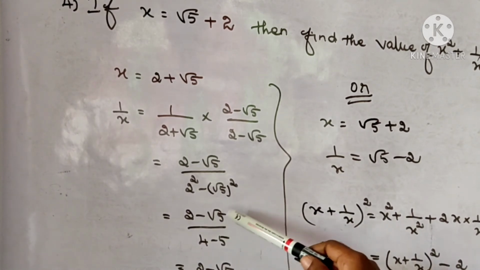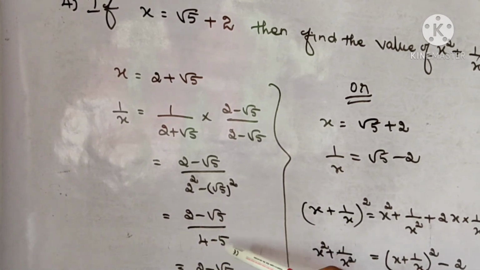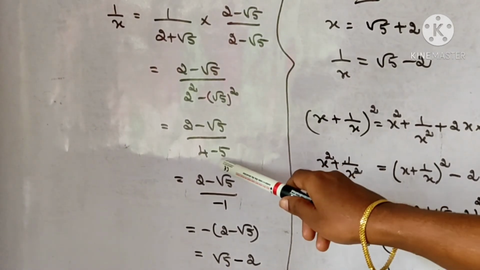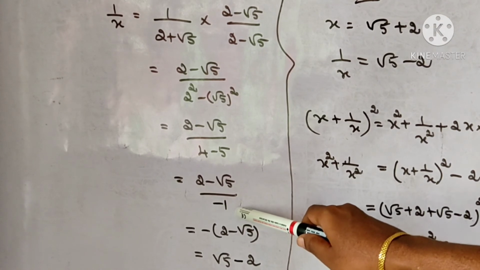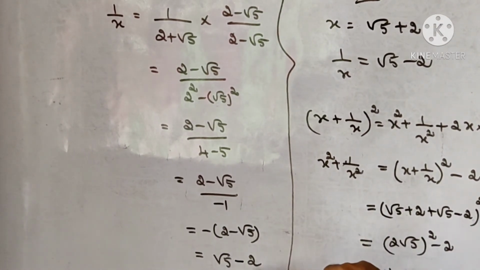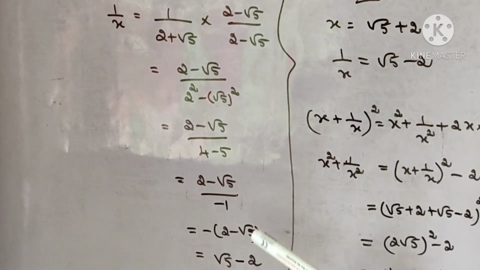So (2 − √5)/(4 − 5). So the denominator is 4 − 5. 4 − 5 is −1. So minus of (2 − √5), we get √5 − 2. Okay, √5 − 2. This way, complete the procedure.